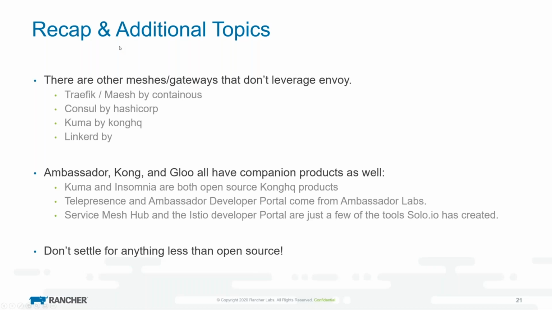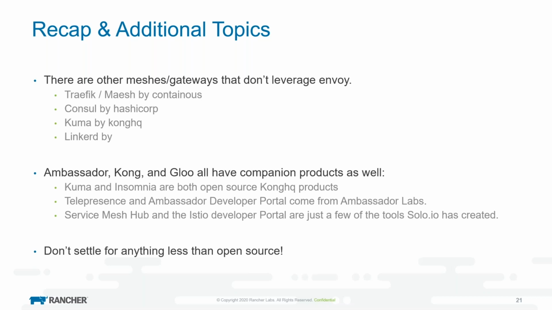So in summary, I do mention that there are other meshes and gateways that don't leverage Envoy, so I'm not a liar. Traefik Mesh by Containous, Consul by HashiCorp. Kong also has Kuma as their service mesh. Linkerd by Buoyant. As far as other products in the suites of the companies that I talked about already, Kuma and Insomnia both come from Kong HQ.